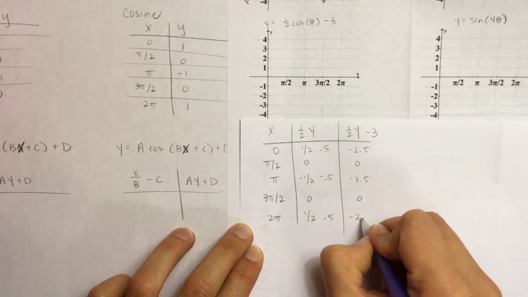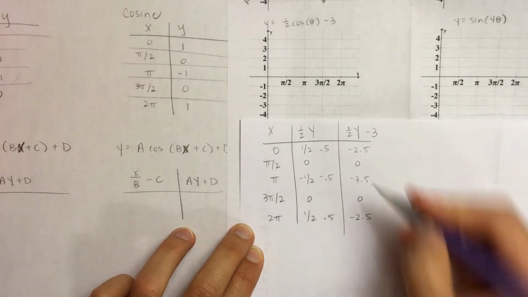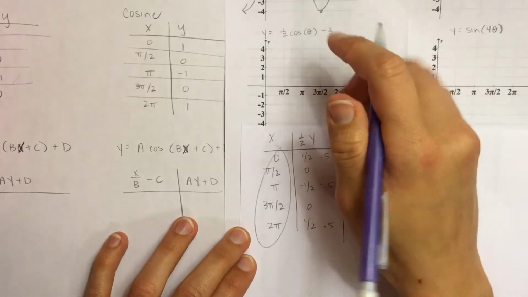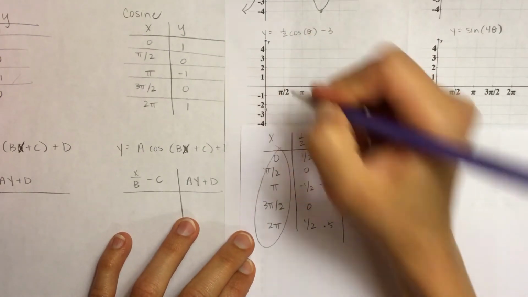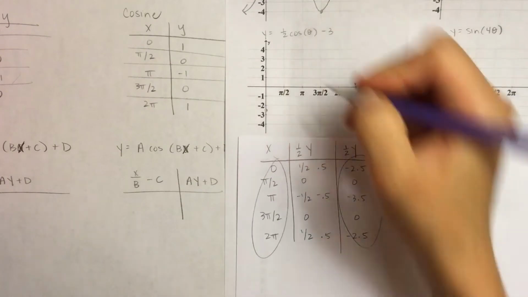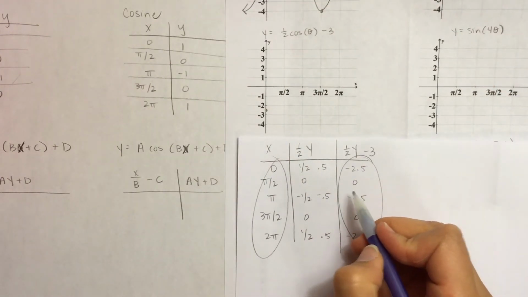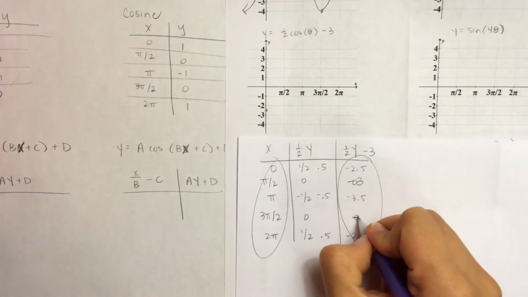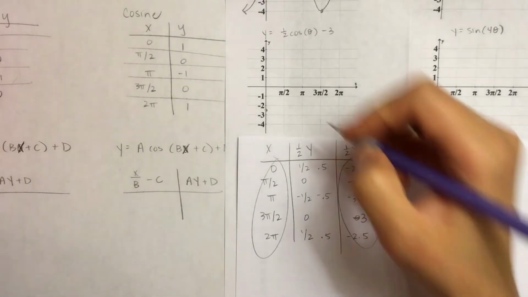I do better with decimals, so that's why I had to switch it real quick. All right, and I'm going to plot these values together. So 0, negative 2.5. Pi halves, 0. See, stupid, careless mistake. 0 minus 3 is negative 3, not 0. I hope y'all would have caught that in class.